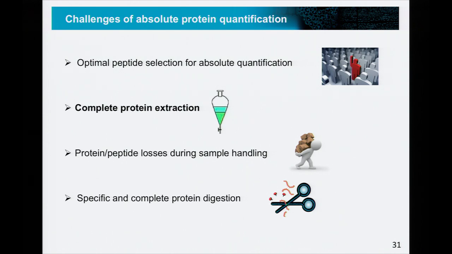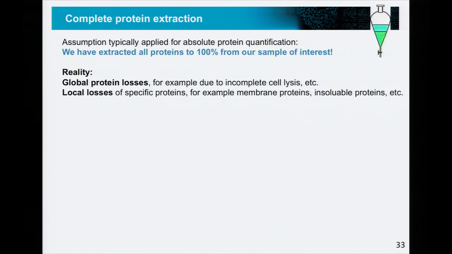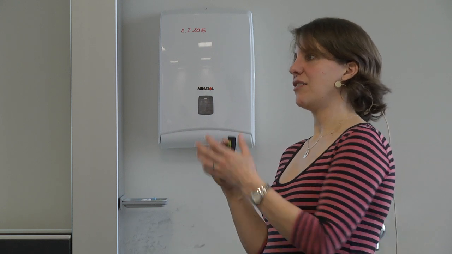Then there is the second issue, that's complete protein extraction. For, I think, all the papers that report absolute protein copy numbers per cell, what people usually assume is that they take a cell and they extract 100% of all the proteins in that cell during cell lysis. This is the assumption behind the value that's reported as protein copies per cell, in all the papers that I know.